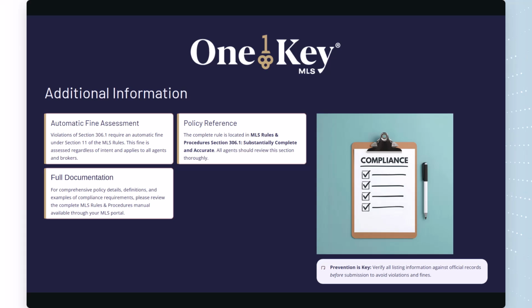And if you'd like more detailed policy language, definitions, and examples of what compliance looks like, please review the full MLS Rules and Procedures manual available. Prevention's key. Verify all listing information, especially the address, against official records before you submit the listing. That's the best way to avoid violations and fines.